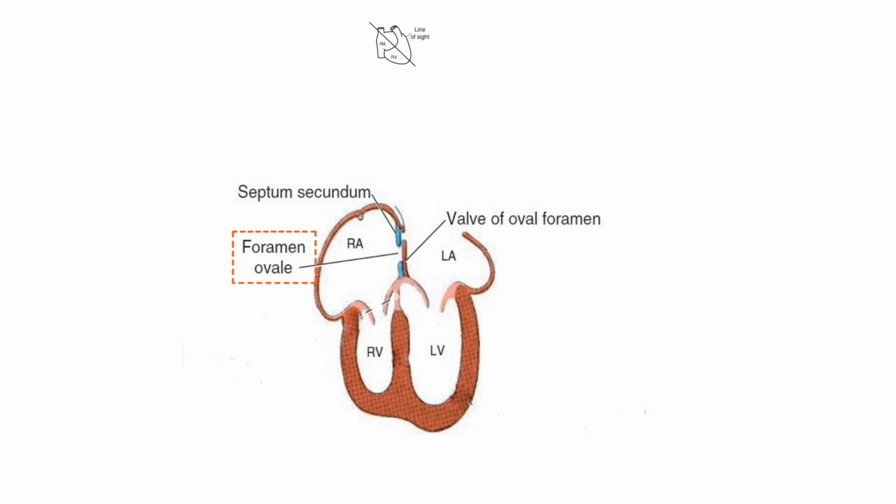So, the remainder of the septum primum, which is attached to the atrioventricular endocardial cushion, forms a flap-like one-way valve for the foramen ovale. And that completes the atrial septum formation.